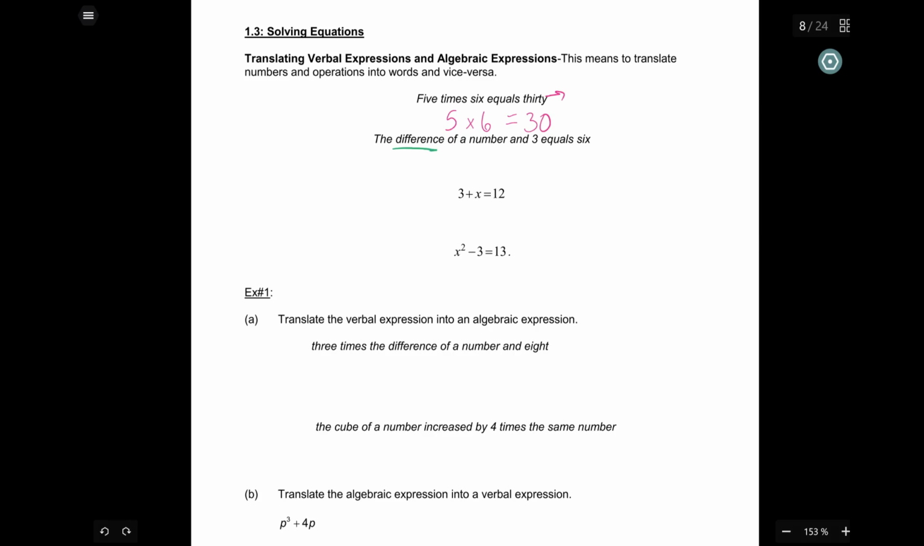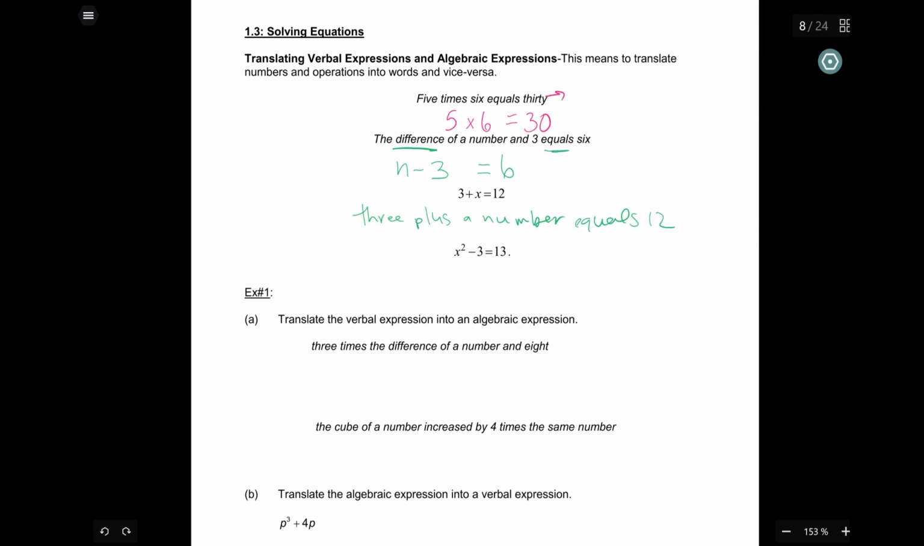The difference of a number and 3 equals 6. So here the equals means the equal sign, 6. So the difference of a number and 3. So difference means subtract. So a number n and 3 is equal to 6. Down here we can try to translate the expression into words. So we could say 3 plus a number equals 12.